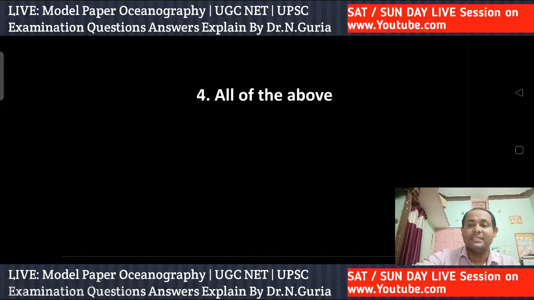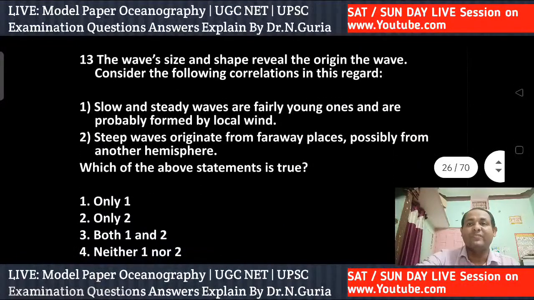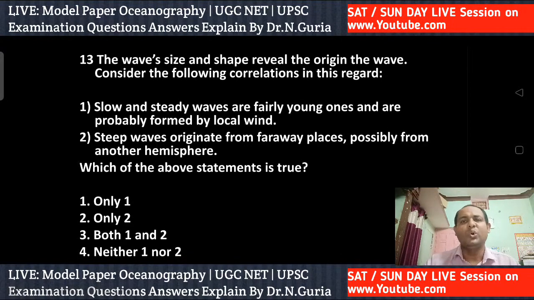And the next question, very interesting, is about wave size and shape. Basically, wave size and shape refer to the following correlation in this regard: the slow and steady waves are fairly young, and are probably formed by local winds, and steep waves originate from faraway places, possibly from another hemisphere. Which of the above statements is true? Very interesting. This is question number 13, I explain.